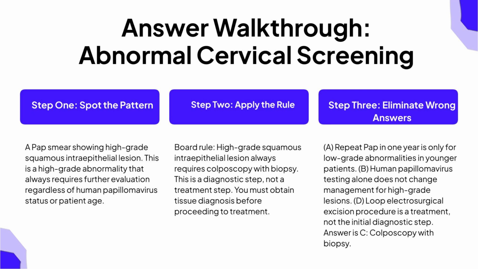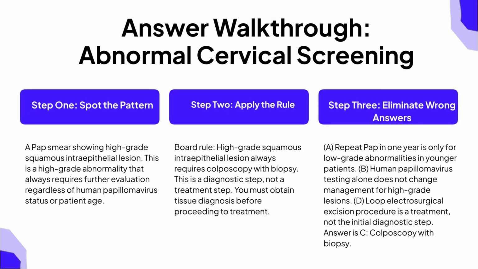Step 3. Eliminate the wrong answers. Choice A, repeating the Pap in 1 year, is only appropriate for low-grade abnormalities in younger patients. Choice B, human papillomavirus testing alone, does not change the management for a high-grade lesion. Choice D, loop electrosurgical excision procedure, is a treatment, not the initial diagnostic step. The correct answer is C, colposcopy with biopsy.